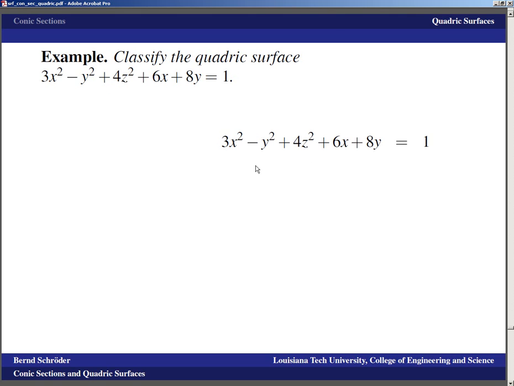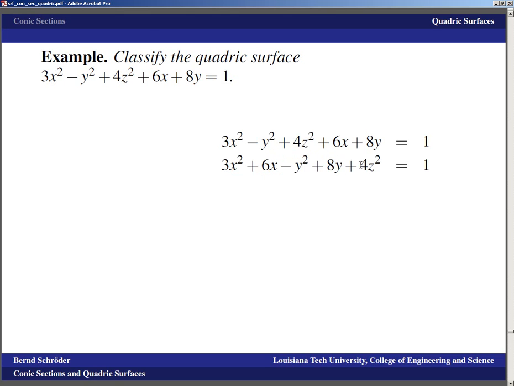Okay, so let's see. I would first sort, and that means I keep the 3x squared and pair it with the plus 6x, and that's what we have here. I keep the minus y squared and pair that with the plus 8y, and that's what we have here.